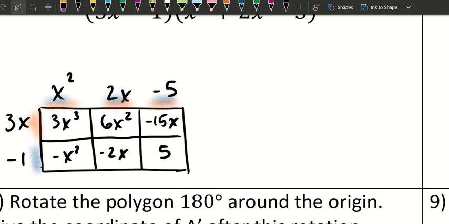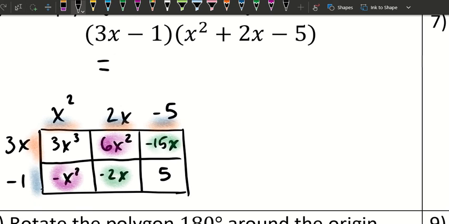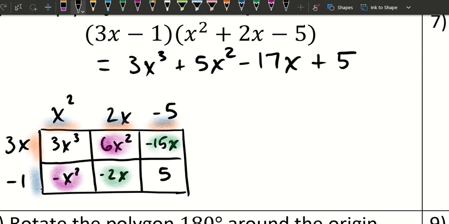In this entire expression, there are two collections of terms that I can combine. I clearly see them. The 6 times x to the second power and the negative x to the second power are like terms. They can be combined, and also the negative 2x and the negative 15x may be combined. My answer is the product of these binomials. The product of those binomials is 3 times x to the third plus 5x squared, because I took away 1 from the 6, minus 17x because I had negative 15 and I subtracted 2 more, and then plus 5.